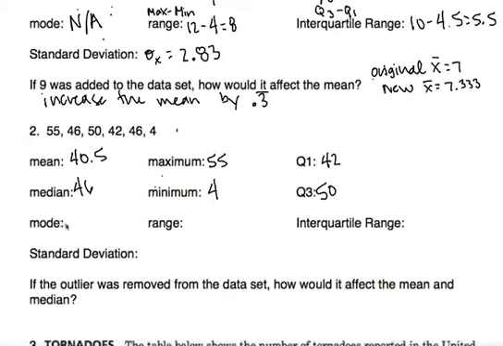Mode is the number that occurs the most. And so if I look through those numbers, I can see that 46 occurs 2 times. So the mode is 46. The range is going to be my maximum value minus my minimum value. So 55 minus 4 gives me 51. And the interquartile range is going to be Q3 minus Q1. And so 50 minus 42 is 8.